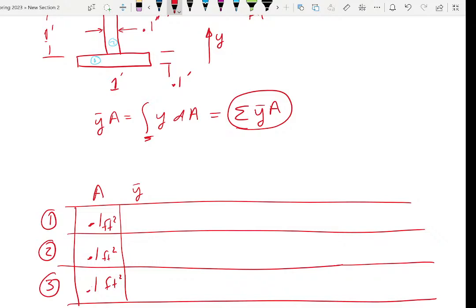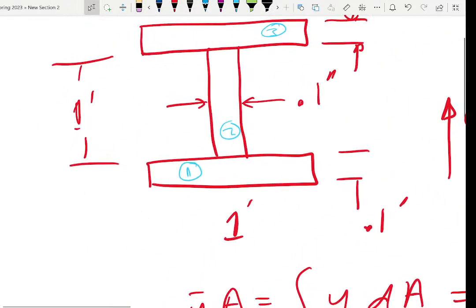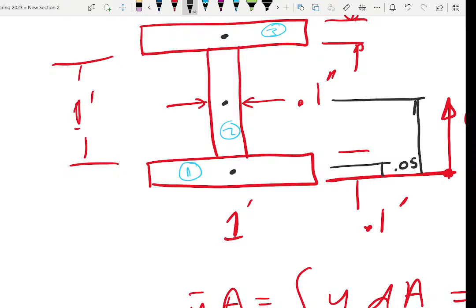But that's okay. Now what I'm going to do is I need a coordinate system. I need an origin, and so this is going to be my origin, the bottom of this section. Where is the centroid of each? The centroid of this one is right here. Centroid of this one's right here. Centroid of that one's right here. So this height is going to be 0.05. Why? Because the width is 0.1. This one is going to be, well, first it's going to be a half a foot plus the 0.1. So it's going to be 0.5 plus 0.1 or 0.6.